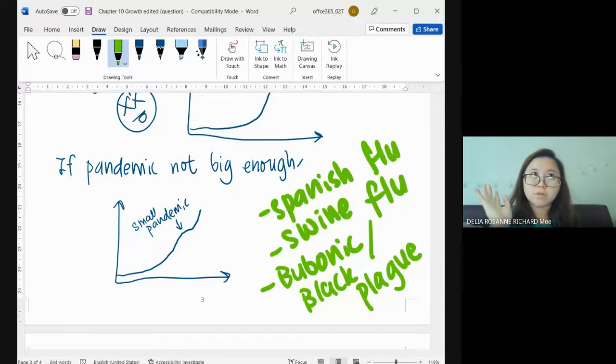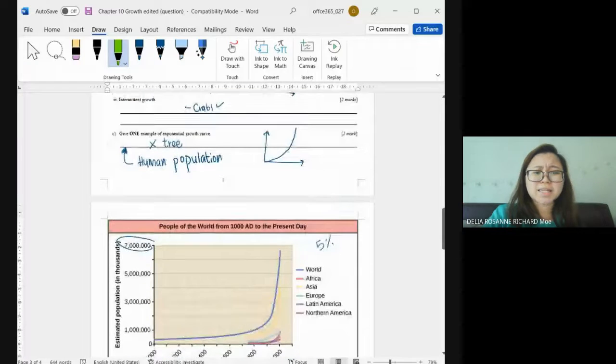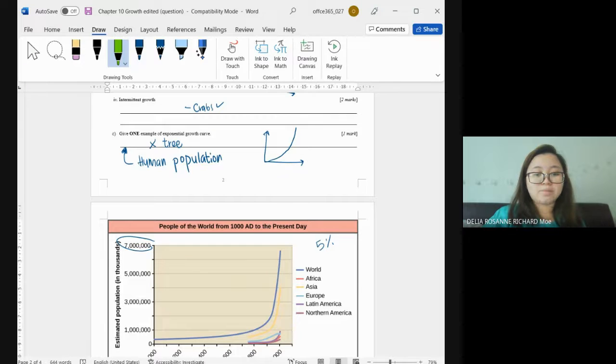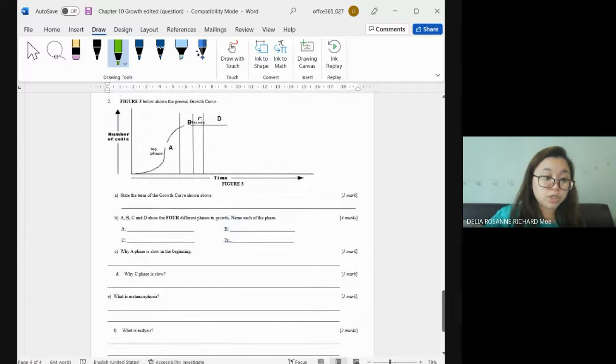So you can use the same graph to explain about animals, bacteria. You can also use it to explain about humans. But so far, our wars are not enough to disturb our graph. So that's why it's still going up. Wow, I rambled for so long. Okay, I'm going into question number 2.